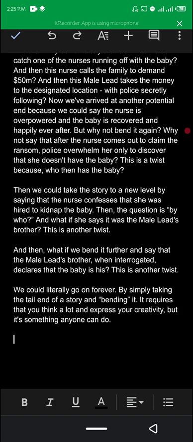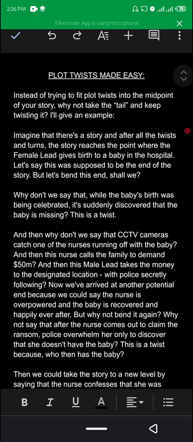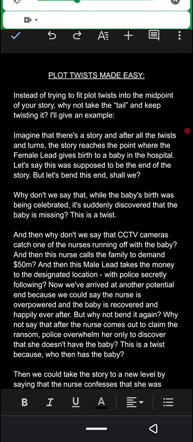The thing is, once you get the first idea to bend the end, the others become simple. So that's it. That is the simple way to explain how plot twists are made easy.